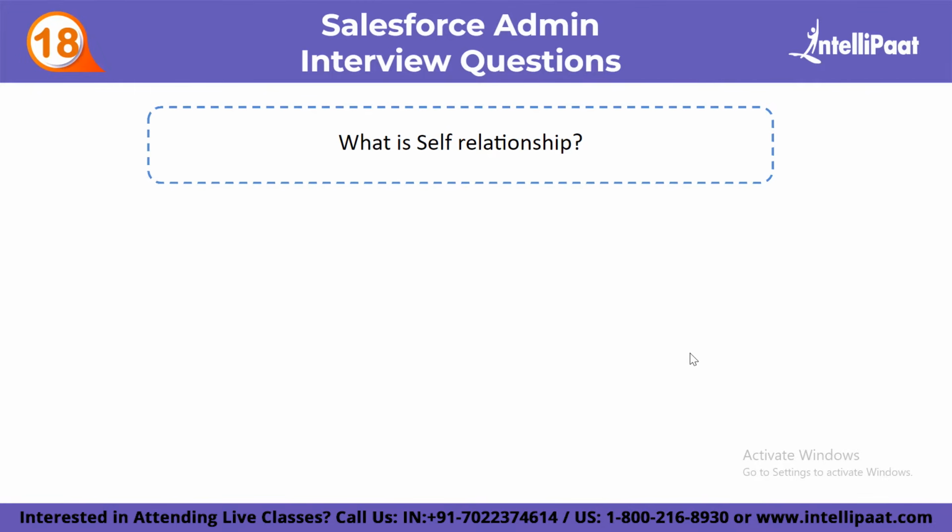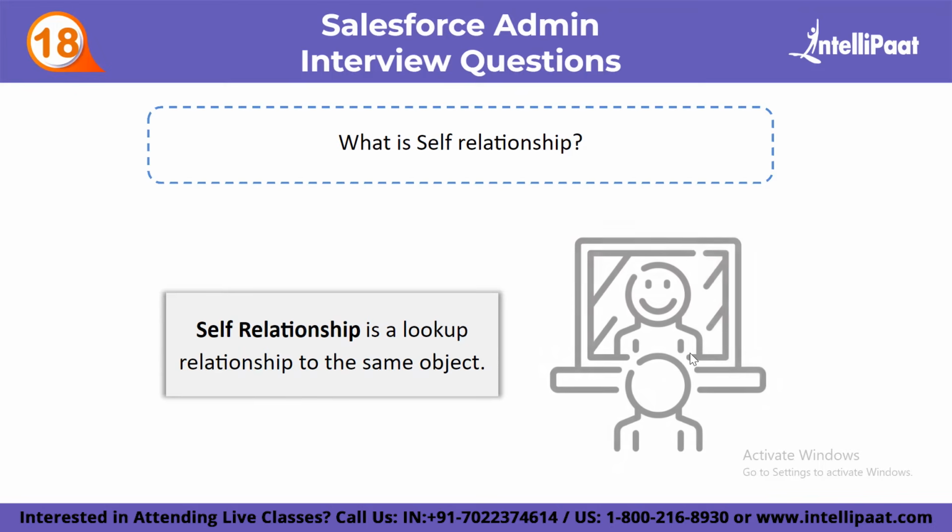So the next question we have is, what is a self-relationship? And the answer is that a self-relationship is a lookup relationship to the same object. For example, we have a field on account, Parent Account, that allows us to choose any account as a parent account of the existing one. I hope you got the answer to this question. Now let's move forward and discuss the next question.